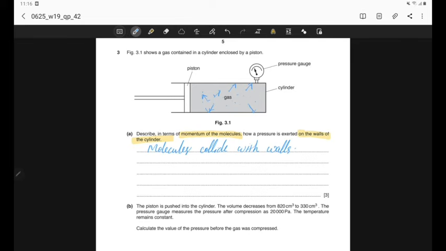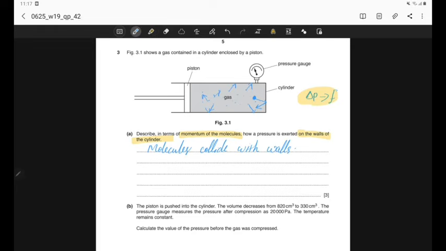So when they collide, what happens? Look at one example here. Suppose one particle is moving in this direction. The moment it collides with the wall, its direction will change. Its direction changes means its momentum will change, because momentum is a vector quantity. So after collision, the particle's direction will change, so definitely its momentum will change. If there is a change in momentum, definitely there must be a force. Whenever there is a force, there will be a change in momentum. This relation we can use here.